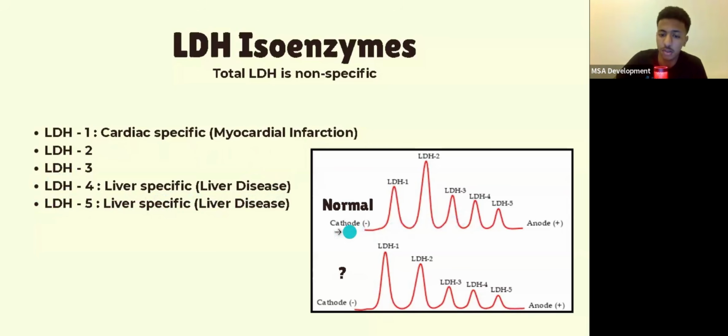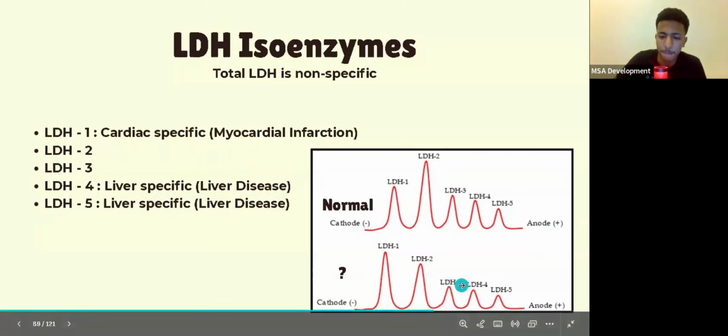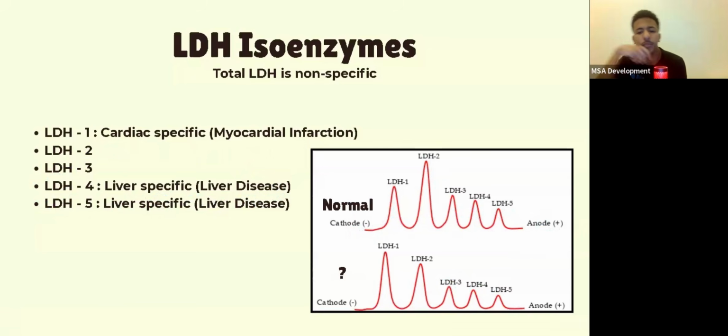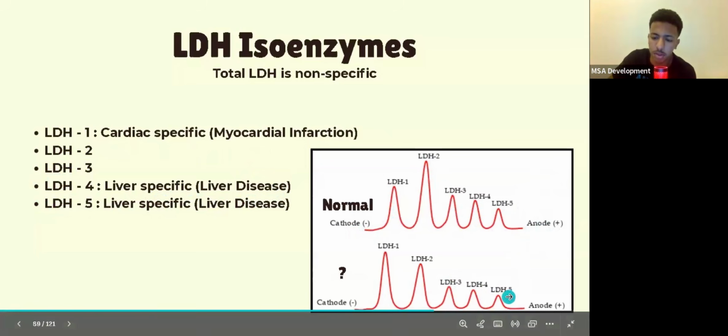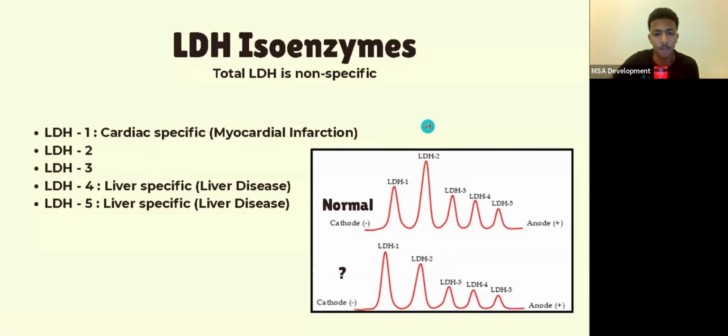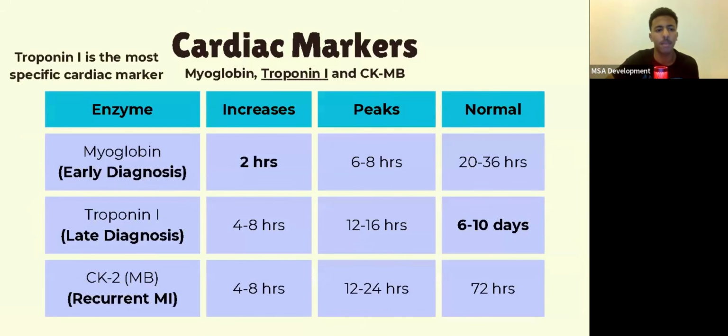Now, application for you guys. If this is normal LDH1, normal LDH2, normal LDH3, 4, 5, what would this be? Think about it. So let's compare the LDH5, 4, 3. They appear to be normal, relatively. LDH2 to LDH3, relatively the same. LDH1 is more than LDH2, clearly indicating LDH1 is increased. And so LDH1, cardiac specific, MI. These are how the questions are going to be.